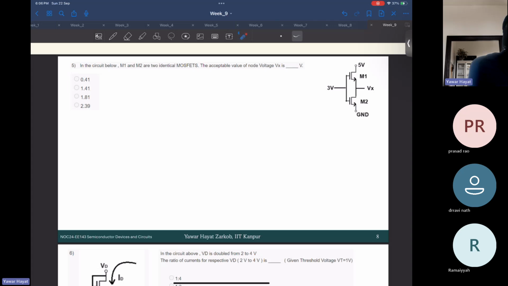Please attempt this one. I'll wait for a couple of minutes. Even if you are not able to solve it, if you are able to come up with an approach on how to approach this problem, that is sufficient. I'll be fine with that as well. I'll just wait for one or two minutes.